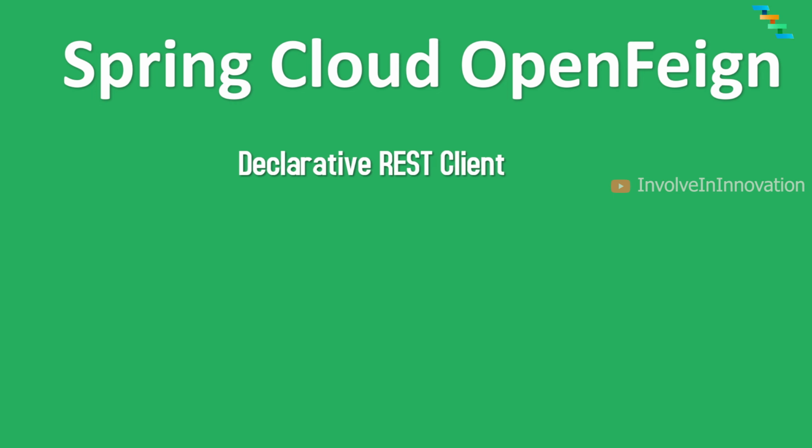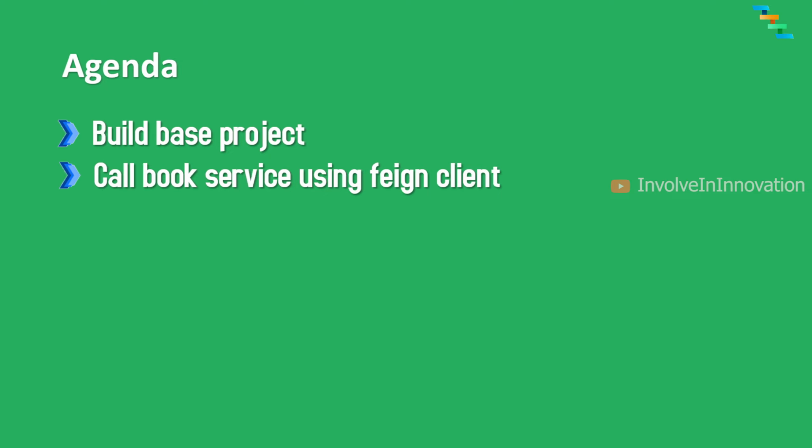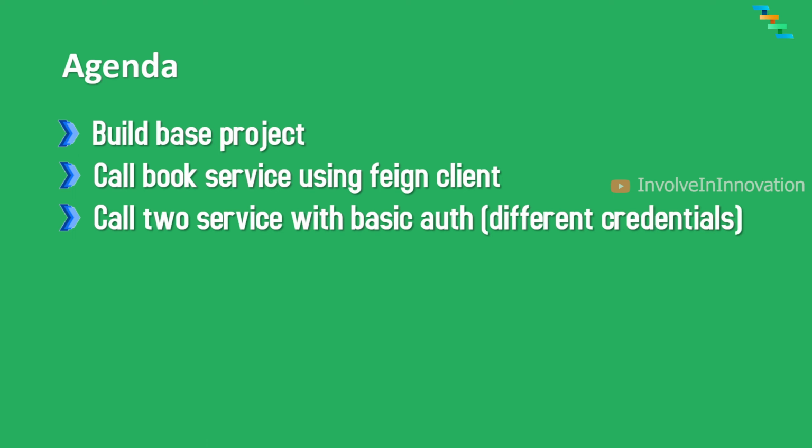In this video, we will cover the different topics in OpenFeign. We will create a base project starting from the Spring template, and then we will call the book service using the Feign client. Then we will call two different services with basic-auth, and here we will use two different credentials to connect to these two different REST services with the help of configuration.